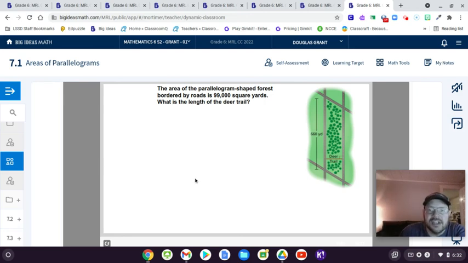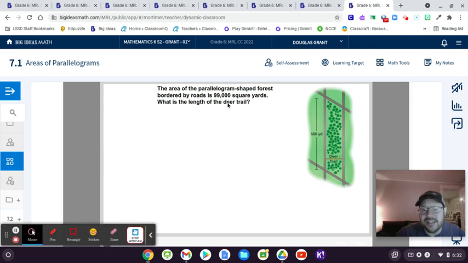All right. So here we have an area of this parallelogram shaped forest bordered by roads. The area of this forest right here is 99,000 square yards. And it tells you the length of this road right here is 660 yards. And there's a little deer trail right here. It's a cute little deer trail. Notice the deer trail is the same as the height of this parallelogram. So what will you have to do in order to figure out the length of this deer trail, knowing the area and knowing the base? We will have to divide.